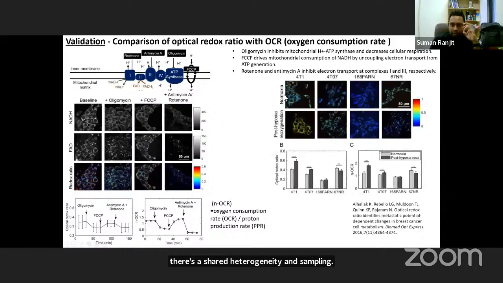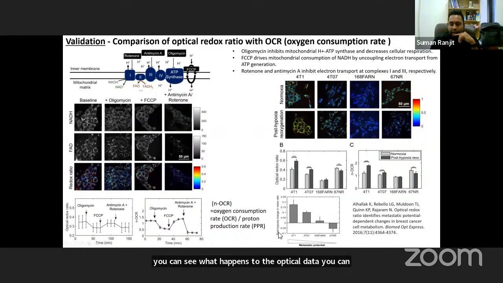Similarly, for cancer cells under normoxia, or when they are given hypoxia followed by deoxygenation, you can see what happens to the optical redox ratio and what happens in OCR. You can see that as the metastatic potential of these cancer cells changes, highly metastatic cancer cells have more post-hypoxia change in the redox ratio. So that was another way this was used, especially in cancer cells. A lot of this work was originally done in breast cancer cells, because the work comes from Nirmala Rajaram's lab at the University of Wisconsin.